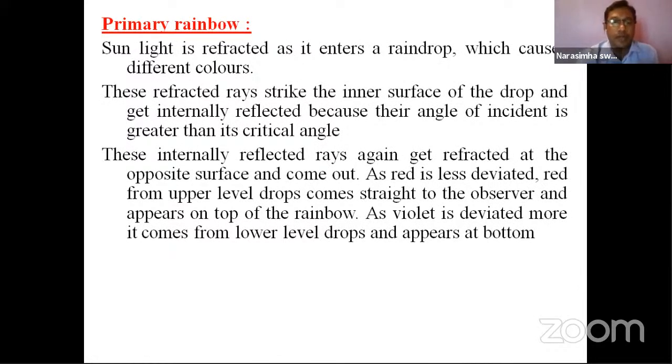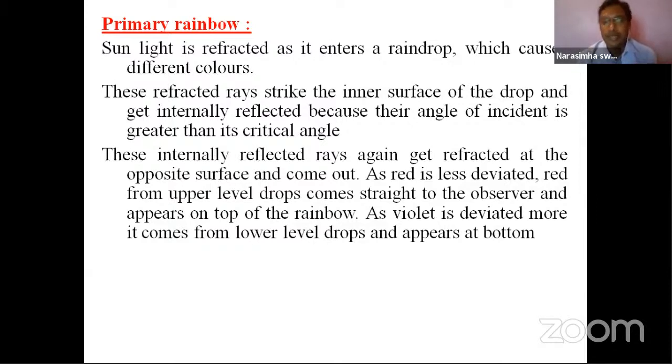There are two types. The first is the primary rainbow. The sunlight is refracted as it enters a raindrop, which causes the different colors. That is dispersion. Now these refracted rays strike the inner surface of the drop and get internally reflected because their angle of incidence is greater than the critical angle. Then these internally reflected rays again get refracted at the other side of the sphere, the water drop.